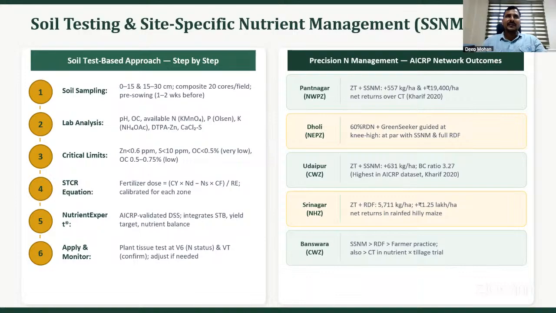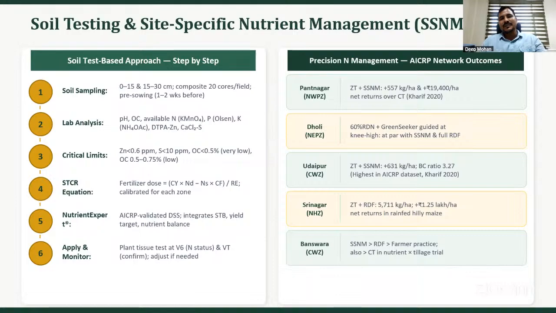If we see nitrogen deficiency at the knee-high stage or the tillering stage, sorry, the grain filling stage, we need to apply it. So we need to correct nutrient deficiency before it hampers yield. If we see nutrient management in our AICRP network, SSNM was applied at Pantnagar. In Pantnagar, we applied the SSNM, and SSNM gave an advantage of around 600 kg per hectare.